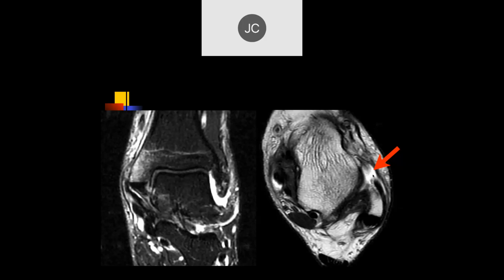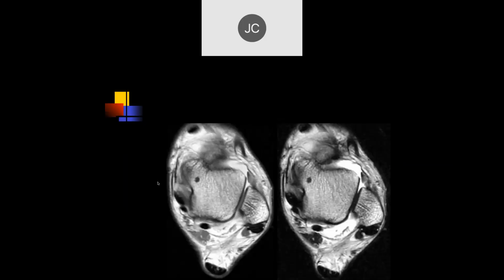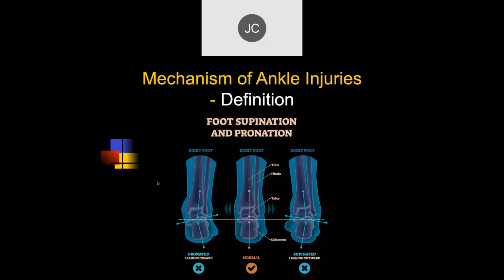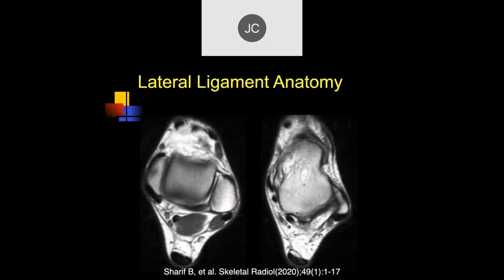So, what do you think the mechanism of injury is going to be here? I guess, another inversion injury. Yeah, so it's going to be another inversion injury. And again, if we go back here, the inversion type injury is a supination injury, whereas the eversion type injury is a pronation injury. So this would be a supination type injury.